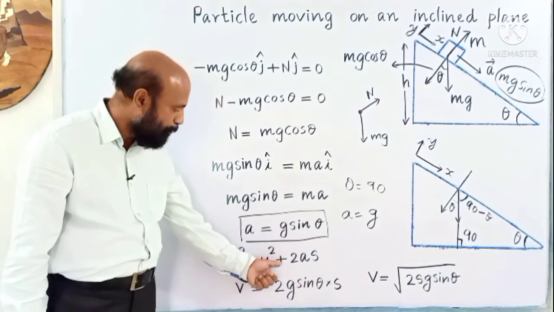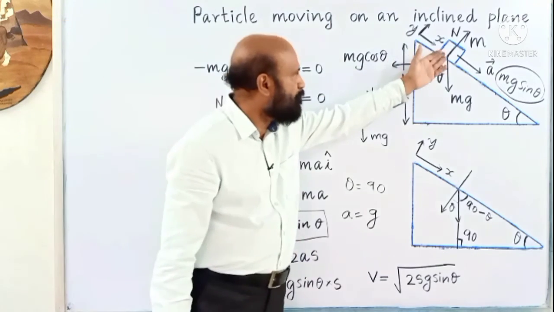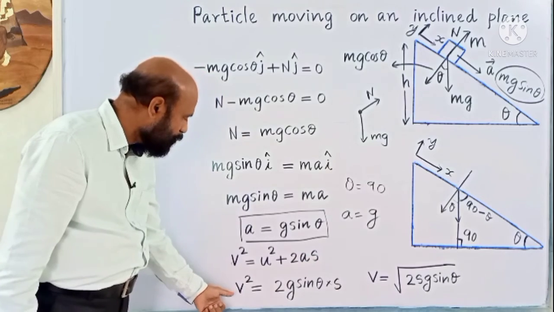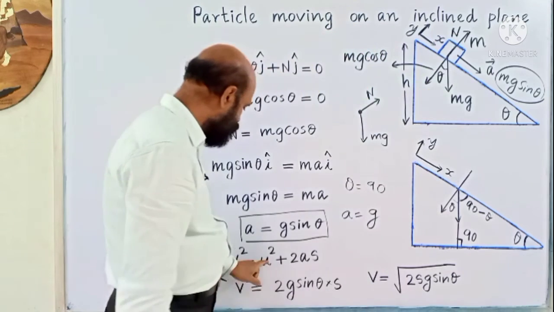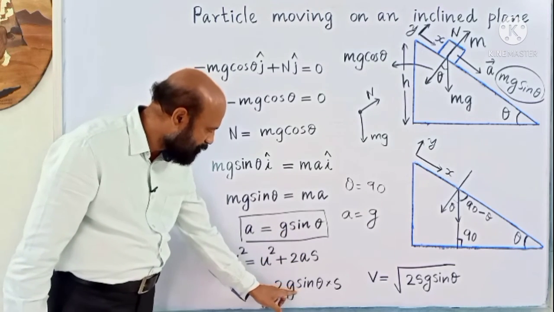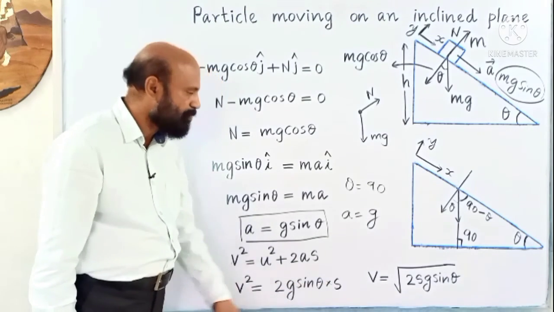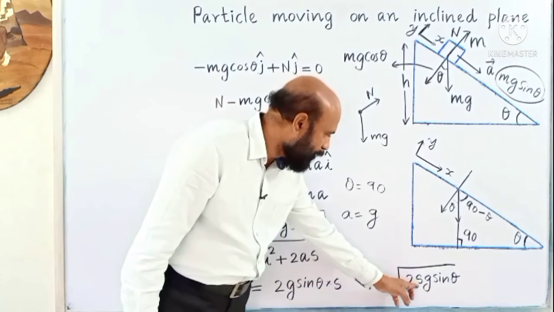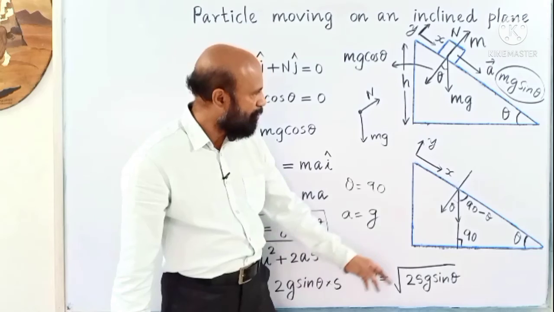Now this is the equation of motion: v square is equal to u square plus 2as. Using this we can find the velocity of the object when it reaches the bottom. Suppose the object is starting from rest, then the initial velocity u is 0. Then, instead of a we can write g sin theta, times s. So v square is equal to 2 g s sin theta. v is equal to the square root of 2 s g sin theta. Using this we can find the velocity of the object when it reaches the bottom.